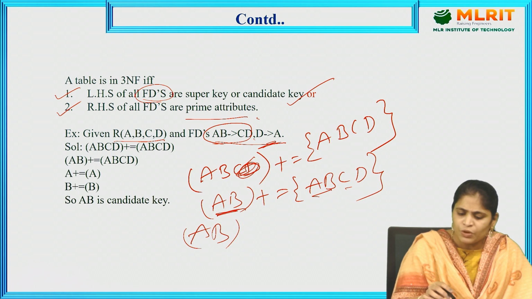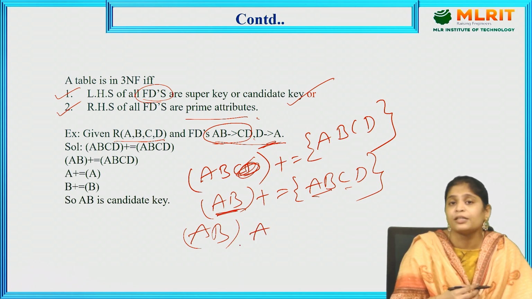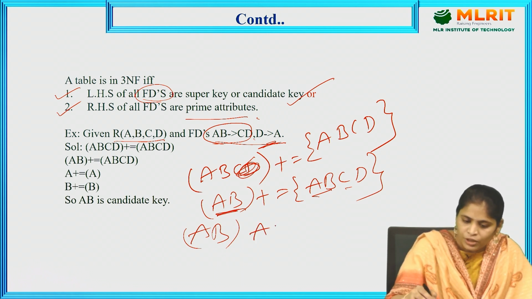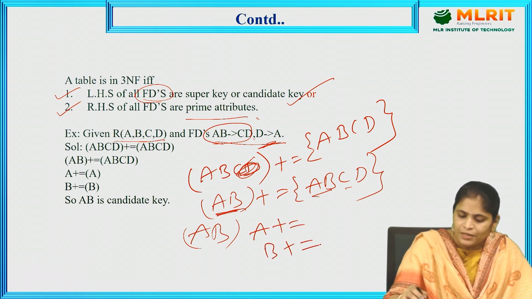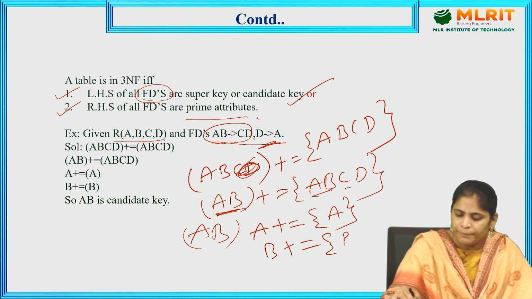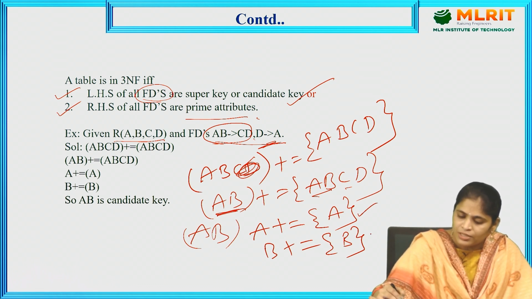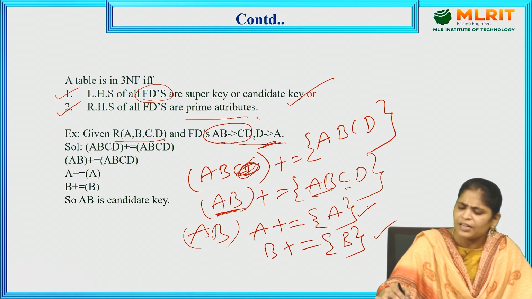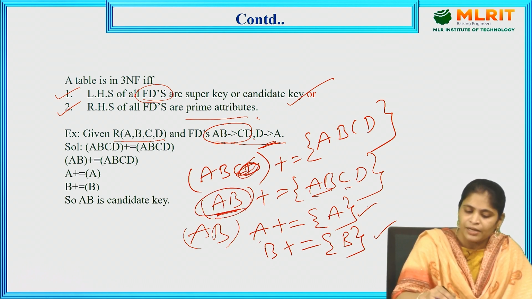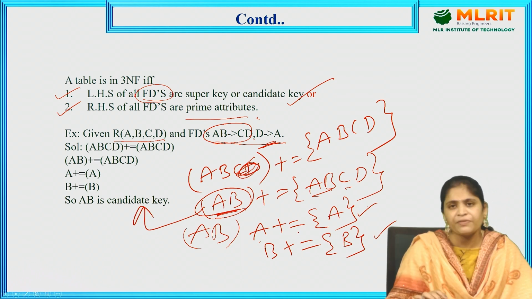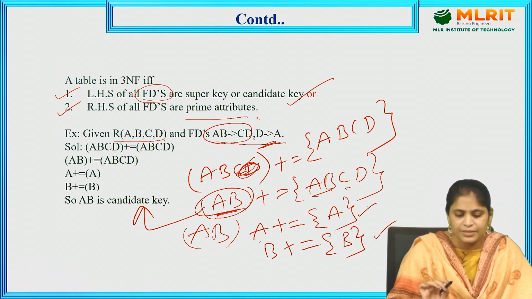Okay. From this, what are the subdivisions? That means the proper subsets of the super key: A plus and B plus. So what is A plus here? A derives A. Next, B derives B. Since here we don't contain all the attributes, we can say that AB is a candidate key. This is the procedure we have done in our previous classes. AB is a candidate key.